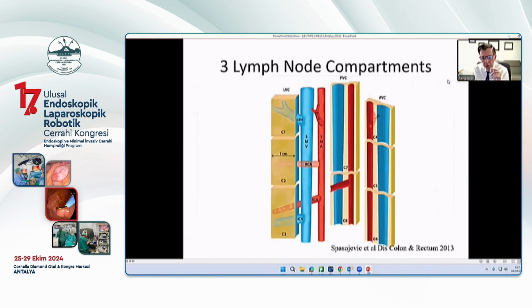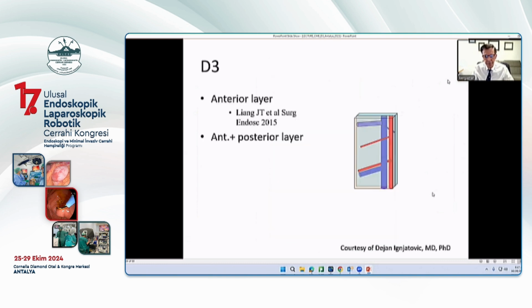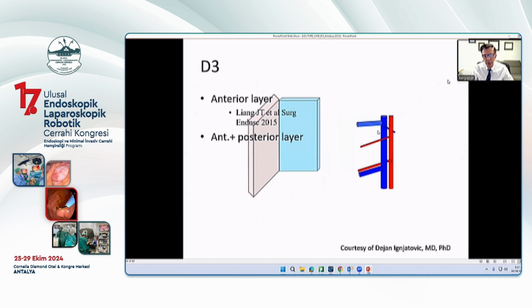So in the work of Dr. Ignatovic, there are 3 lymph node compartments. You see the gastrocolic trunk of Henle, GTH, the right colic artery, and the ileocolic artery. So one thing is the anterior layer, and one other thing is the posterior layer.